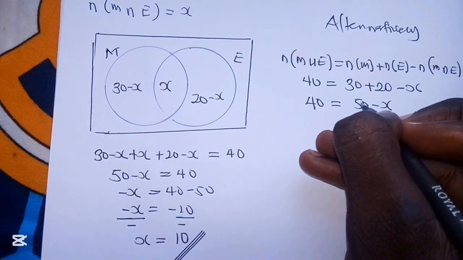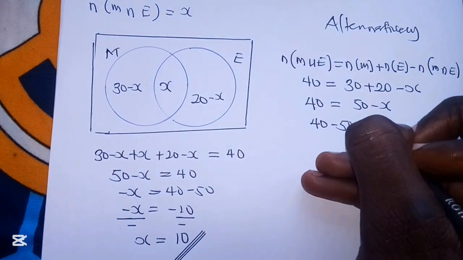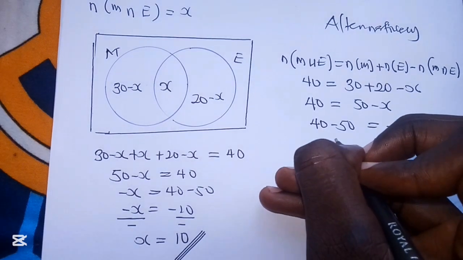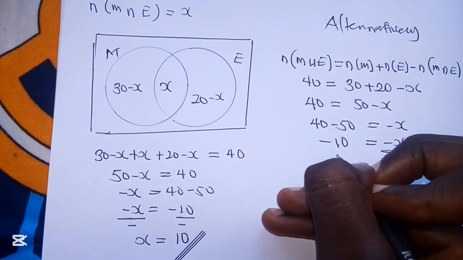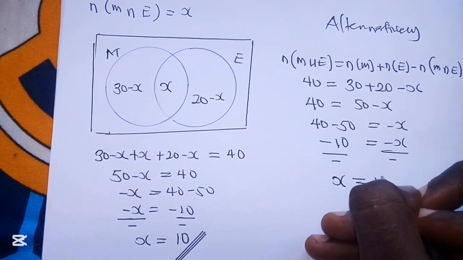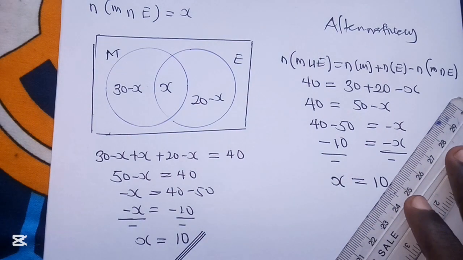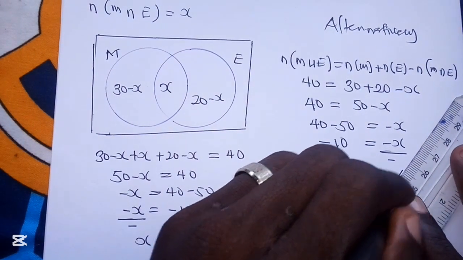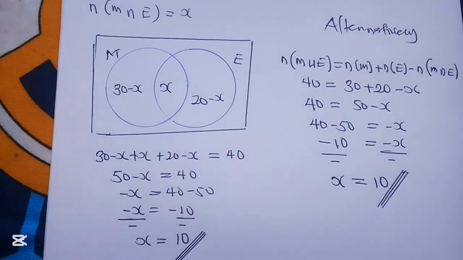Okay, now this is moving. You have 40 minus 50 equal to minus X. Now we have minus 10 is equal to minus X. Then dividing both sides by minus, the value of X here becomes 10 also. So you can see the alternative method. So it means there are 10 students that offer both mathematics and English, or there are 10 students that read both mathematics and English at the same time.